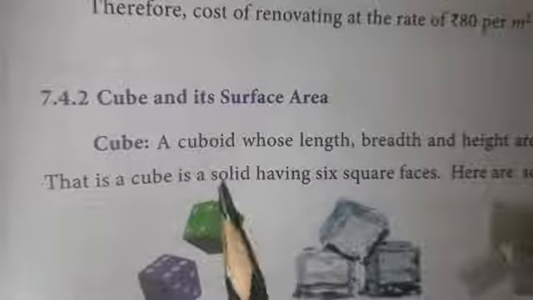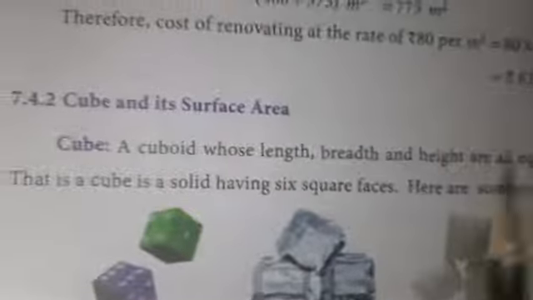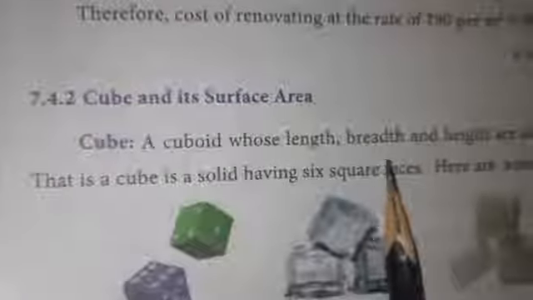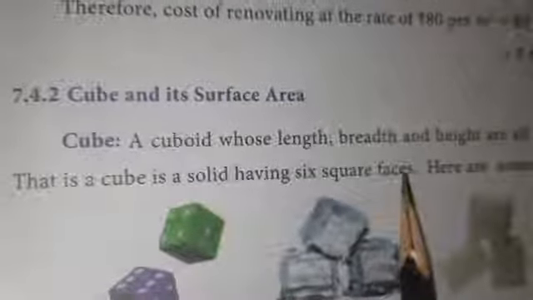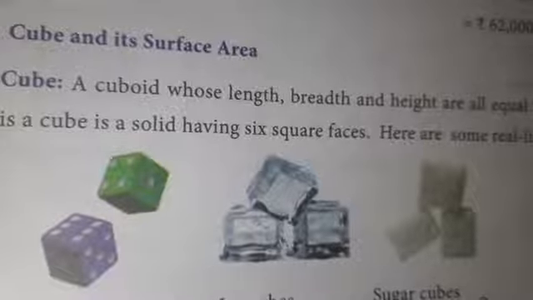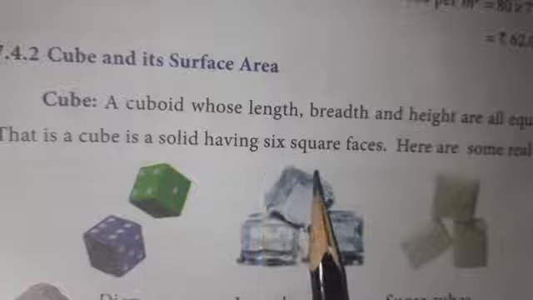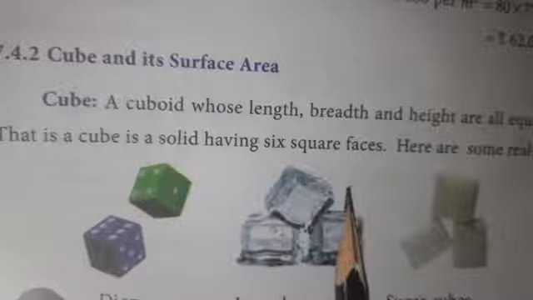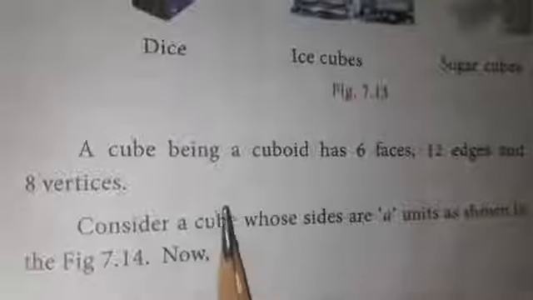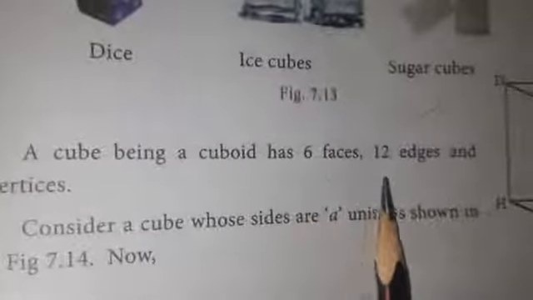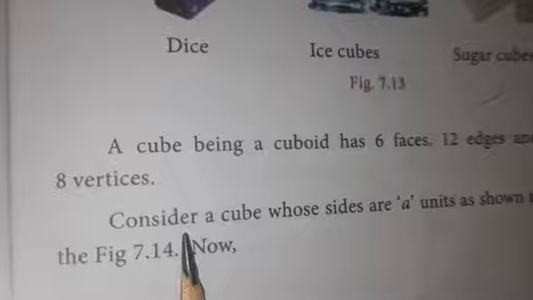Cube. A cuboid whose length, breadth and height are all equal is called a cube. In a cuboid, if the length, breadth and height values are equal, that is called a cube. For example, a dice, ice cubes, sugar cubes. A cube has 6 square faces. A cube, being a cuboid, has 6 faces, 12 edges and 8 vertices.